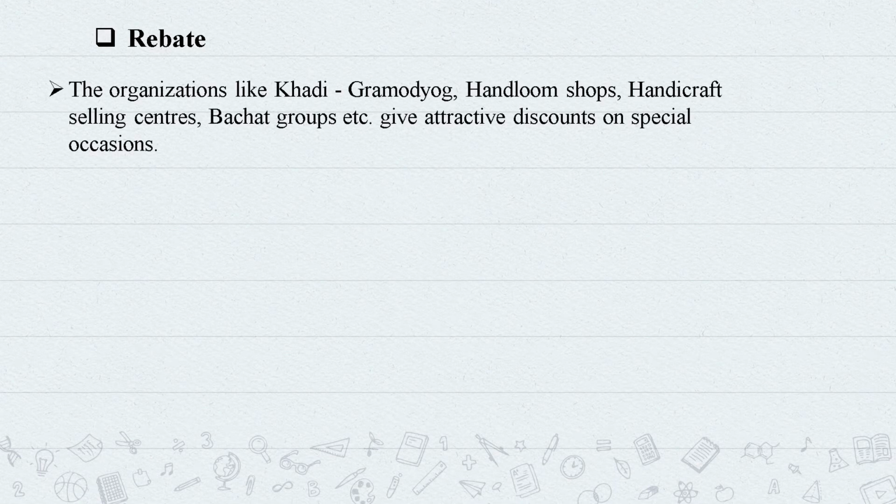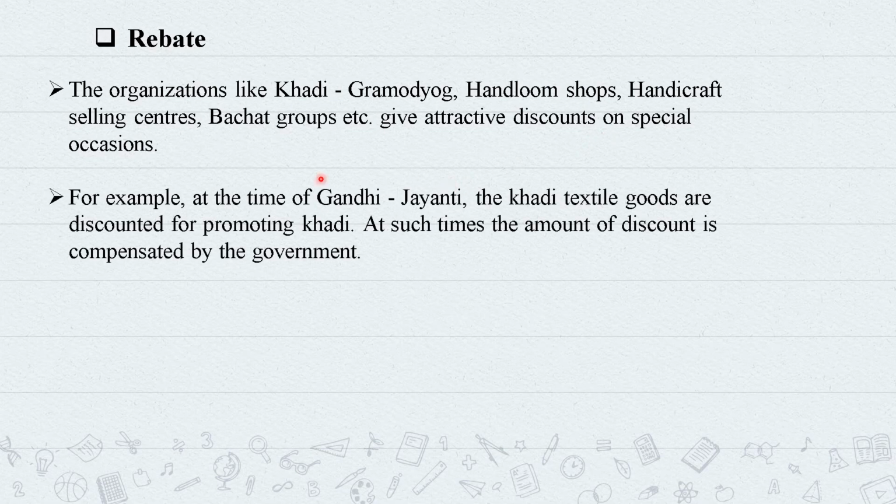Let us see the next concept that is called rebate. Organizations like the Khadi Gram Udyog, handloom shops, handicraft selling centers, budget groups, etc. give attractive discounts on some special occasions. For example, at the time of Gandhi Jayanti, Khadi textile goods are discounted for promoting Khadi. At such times, the amount of discount is compensated by the government. That means the government pays the remaining money for it.